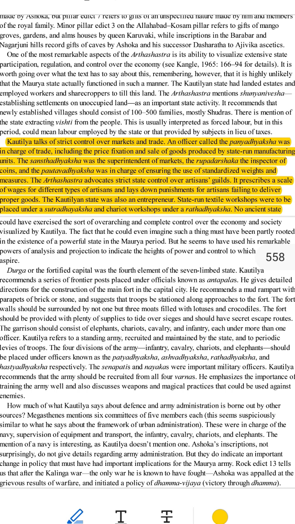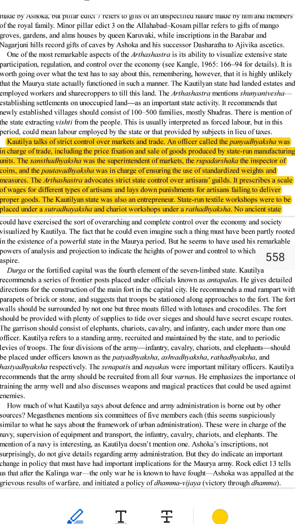4. Who checked coins and weights? The Rupadarshaka was the officer who checked coins to make sure they were real. This was important because people used coins to buy things, and fake coins could cause problems. Officer in charge of weights and measures.